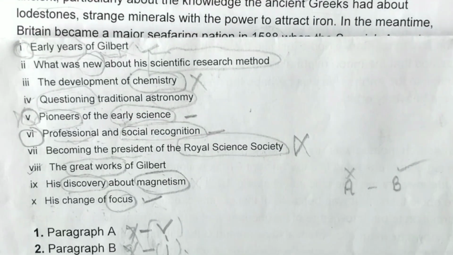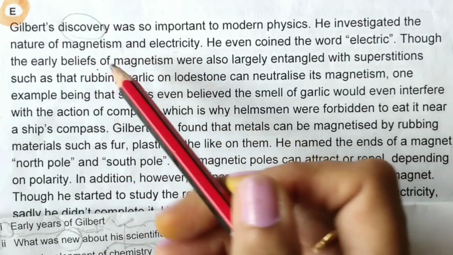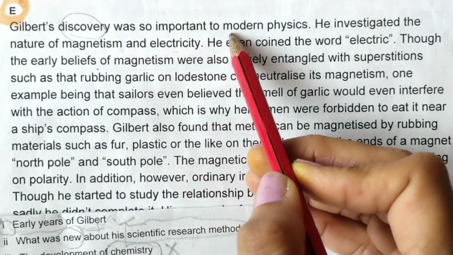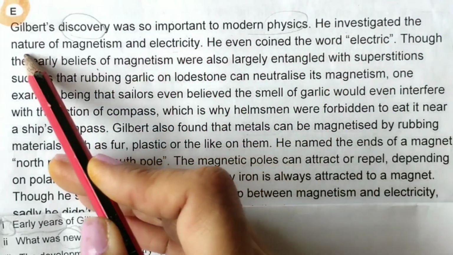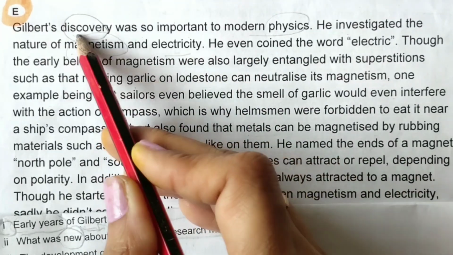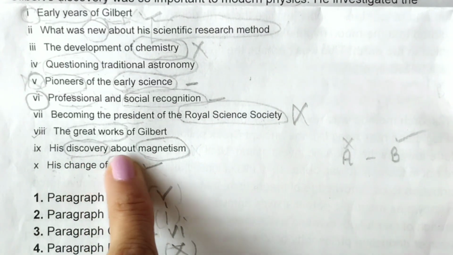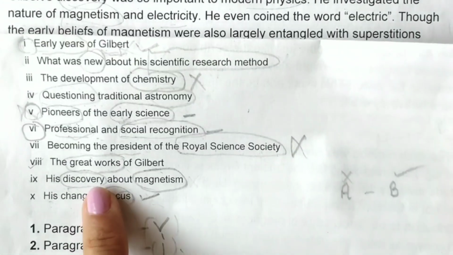Okay, now E number paragraph. Gilbert's discovery, some discovery they are talking about, was so important to modern physics. He investigated the nature of magnetism and electricity. The magnetism word was there, the discovery word was there. See this, his discovery about magnetism, but not on the basis of this alone.